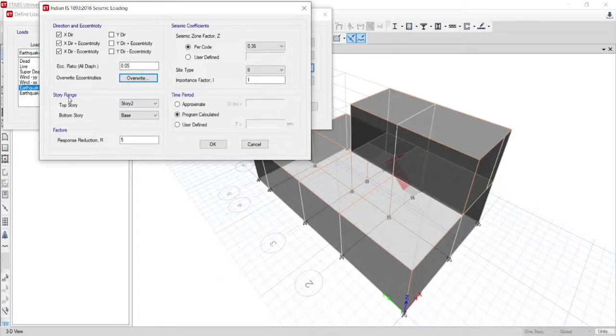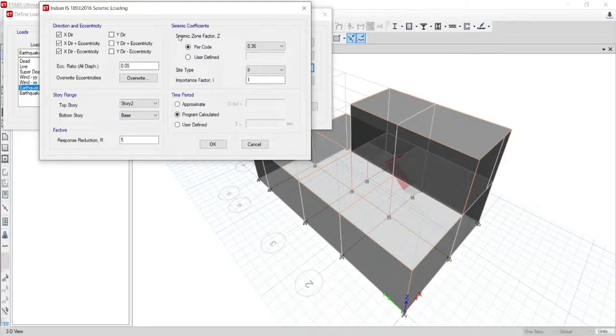Story range, that is from bottom story to top. So this is our bottom story. To the top story we need to find, that is top story is story 2. This is basement, first floor, and this is second floor. So we need earthquake analysis to be done in these 3 areas.